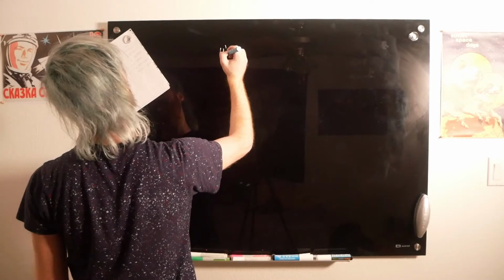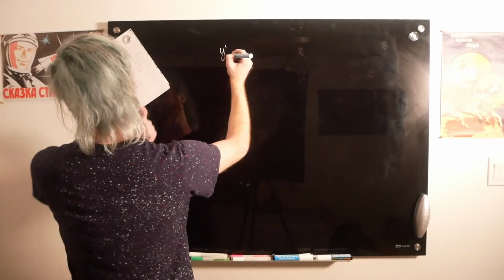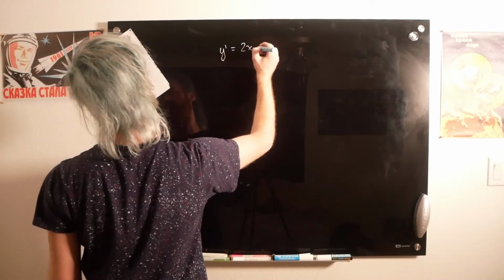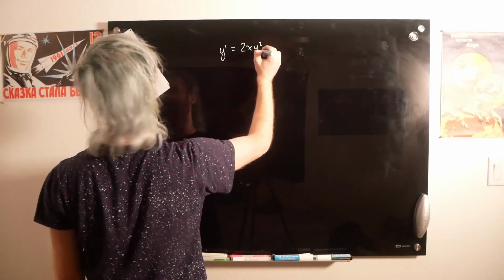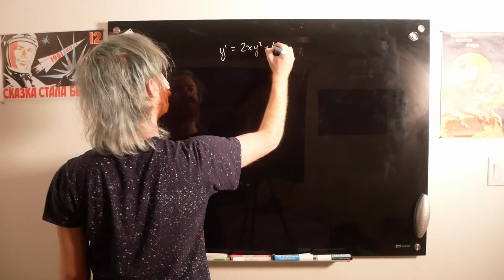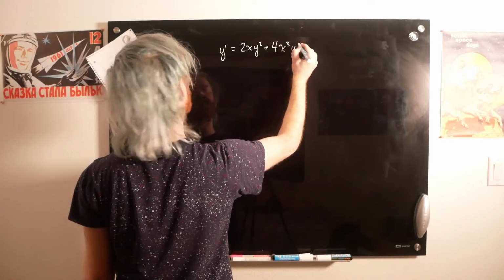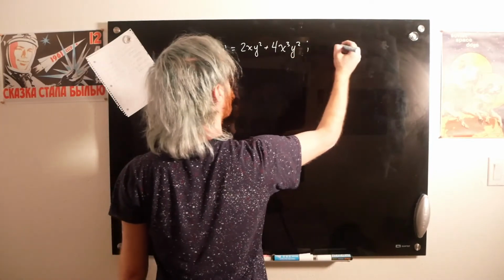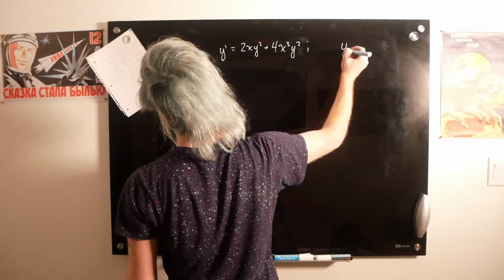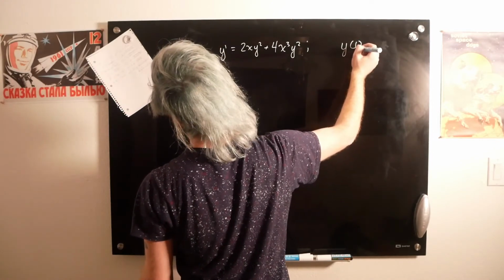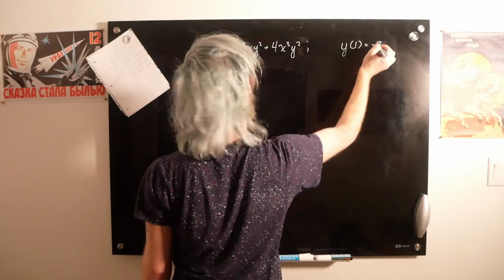y prime equals 2x y squared plus 4x cubed y squared, where our initial value is going to be y of 1 equaling negative 2. Did I copy that down right?